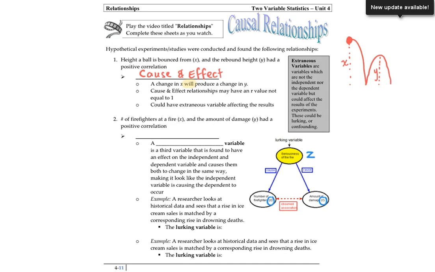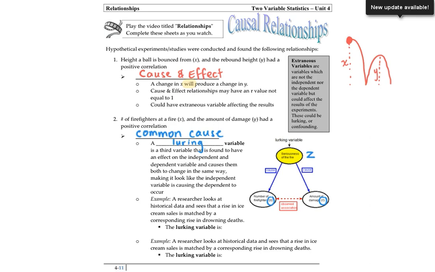So a lurking variable is a third variable that causes both the X and the Y to look like they are related to each other. This is what we call a common cause relationship. In a common cause relationship, there is a lurking variable that is affecting both the X and the Y. So it is not the number of firefighters that is causing the amount of damage. It's the seriousness of the fire causing there to be more firefighters, and the seriousness of the fire causing there to be more damage.